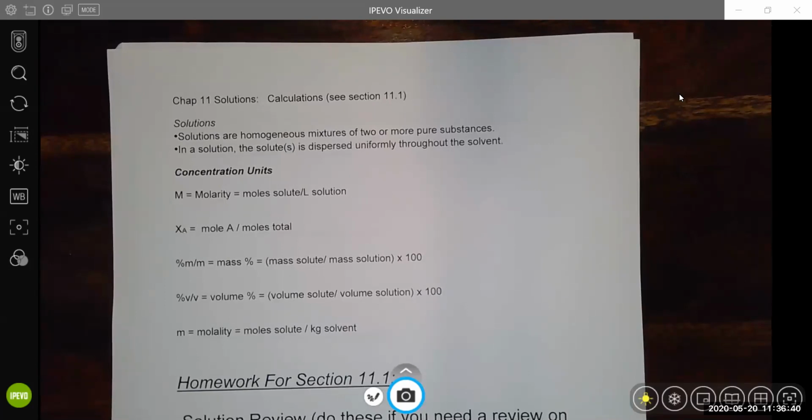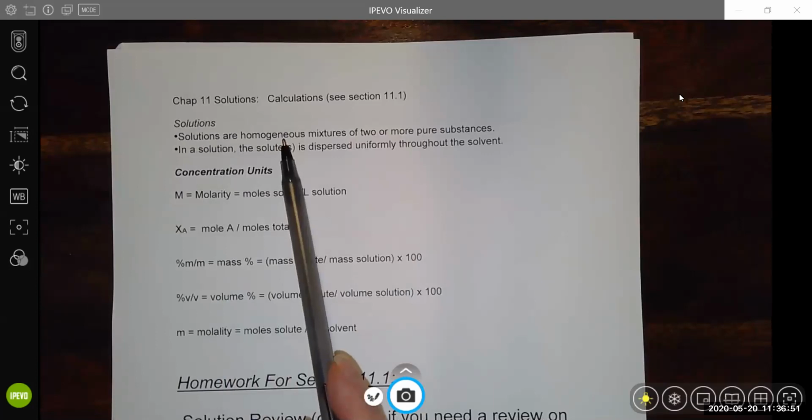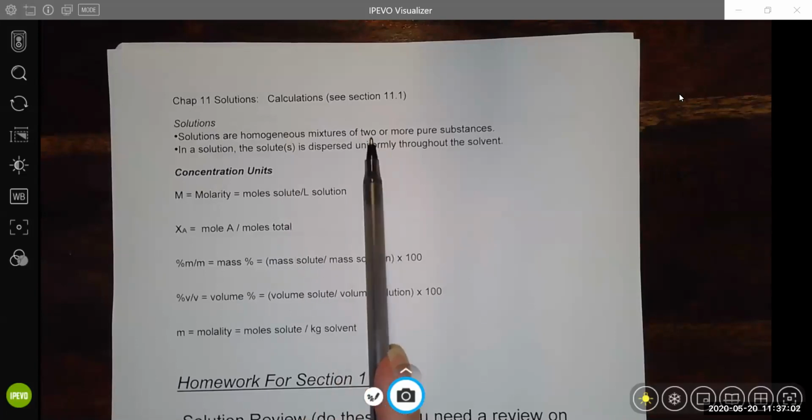Before we jump in, since we're talking about solutions, we want to remind ourselves that solutions are homogeneous mixtures of 2 or more substances. Homogeneous means it's the same throughout. You can't see any different phases. If you were to analyze a sample from, let's say, the bottom and the top of the solution, they would have the same concentration. You can have more than 2 substances. There's 1 solvent, but there could be more than 1 solute.